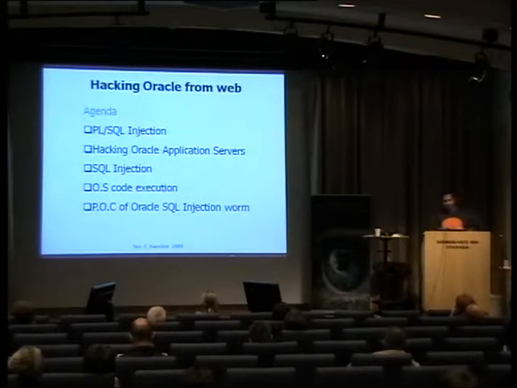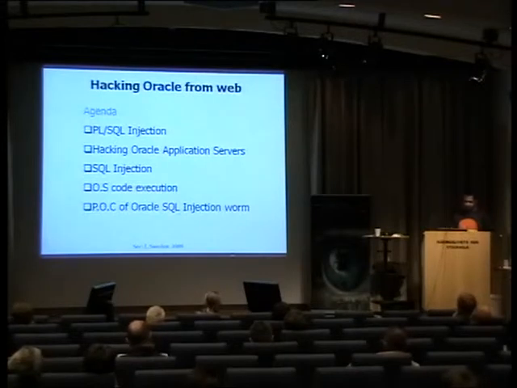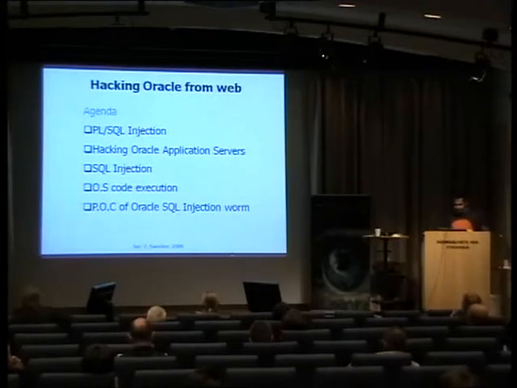Okay, anyways, the agenda is how do we take hacking Oracle from web applications? Because typically those TNS listener exploits and stuff will only work on the internal network. So I'll be talking about hacking Oracle from web. That includes SQL injection, hacking Oracle application servers, SQL injection OS code execution, and I'll show some SQL injection worm.